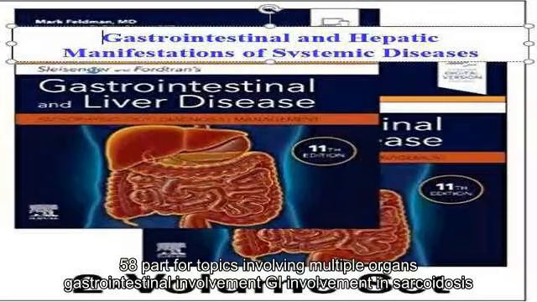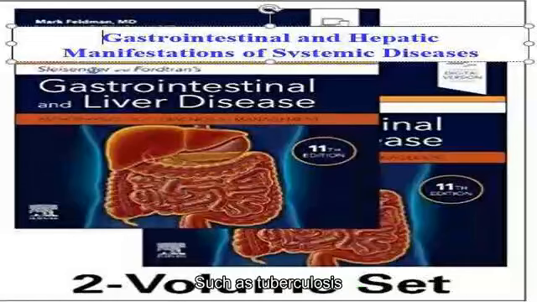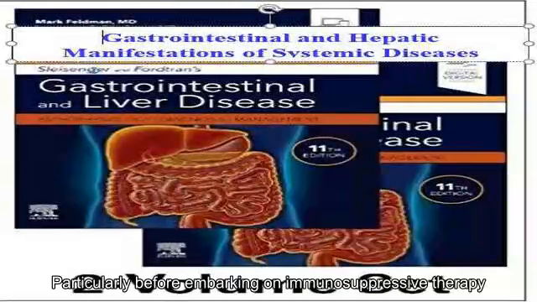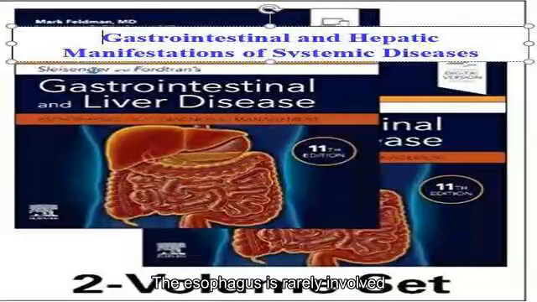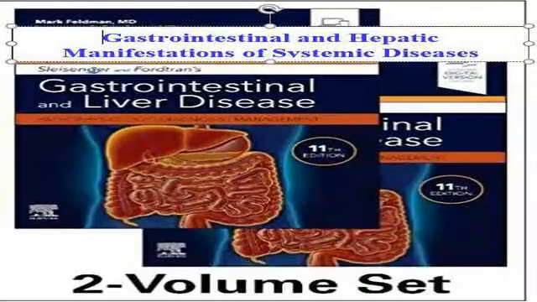Part 4, Topics involving multiple organs. Gastrointestinal involvement. GI involvement in sarcoidosis is rare. Mucosal granulomas may be an incidental finding, and other diagnoses, such as tuberculosis or Crohn's disease, must be thoroughly ruled out, particularly before embarking on immunosuppressive therapy. The esophagus is rarely involved, resulting in dysphagia or reflux. Mucosal involvement can cause aphthous lesions, plaques, or nodules.